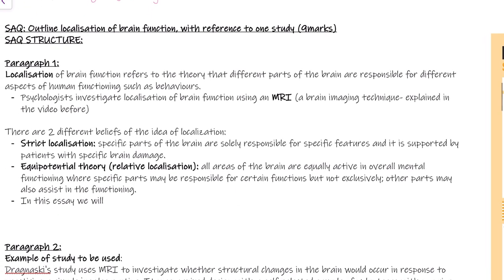In paragraph 1, we always have to remember to include the key knowledge we know about this topic. In this case, we need to include the key information we know about what localization is. So we always have to start with defining what localization is. We can say that localization of brain function refers to a theory that different parts of the brain are responsible for different aspects of human functioning, such as behaviors. And psychologists investigate localization of brain function using an MRI, which is a brain imaging technique, and it's explained in our video before, so please go and check it out.